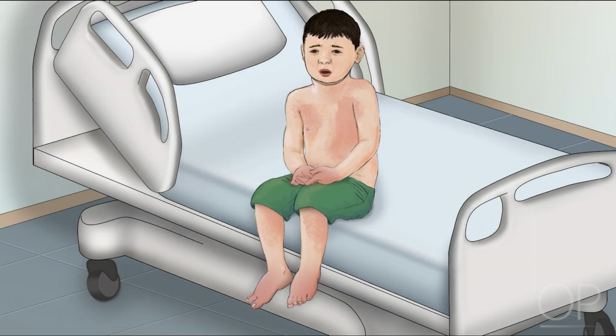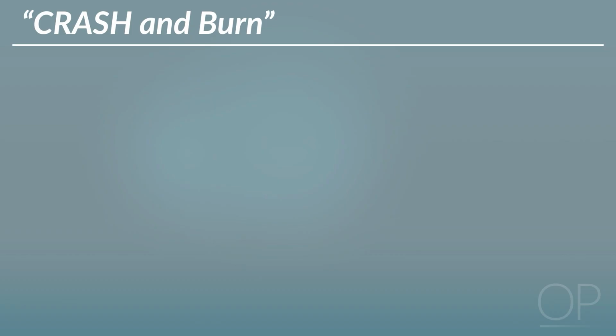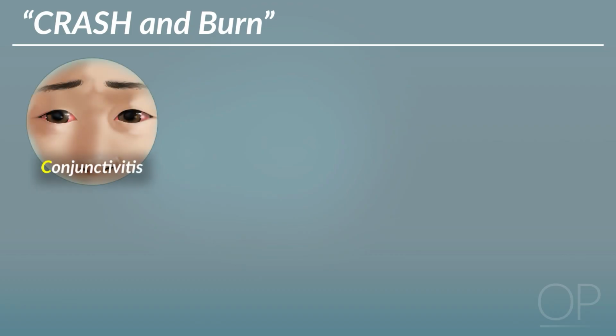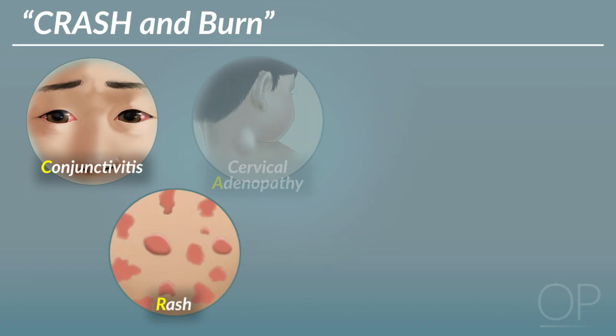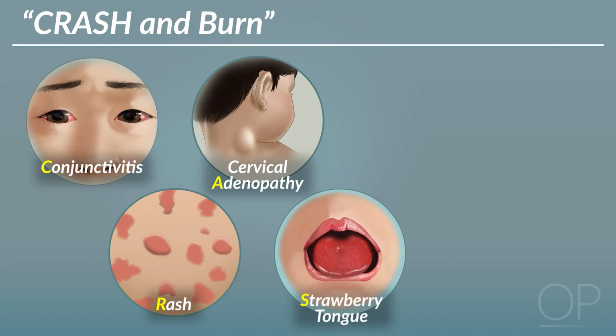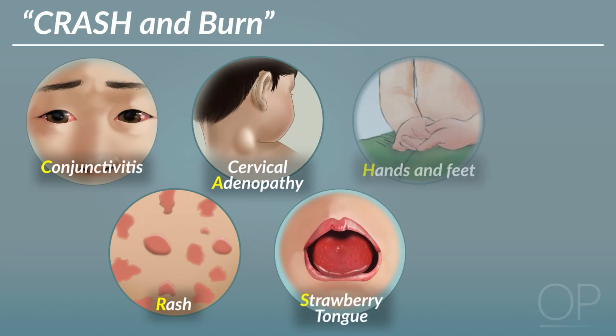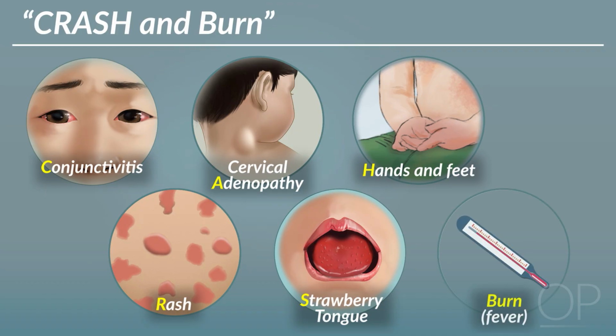The clinical presentation of Kawasaki disease can be remembered by the mnemonic CRASH and BURN. C is for conjunctivitis. R is for rash. A is for cervical adenopathy. S is for strawberry tongue. H is for hands and feet, which is to say swelling and erythema of those parts. B is for burn, which is to say fever.